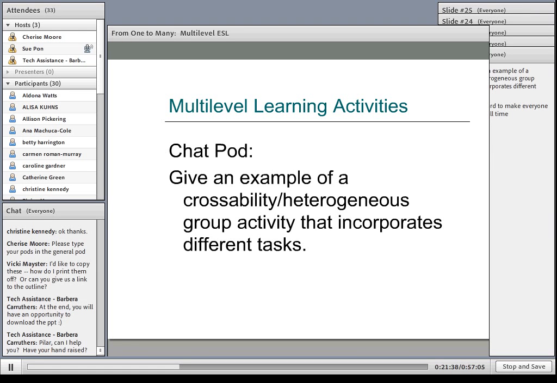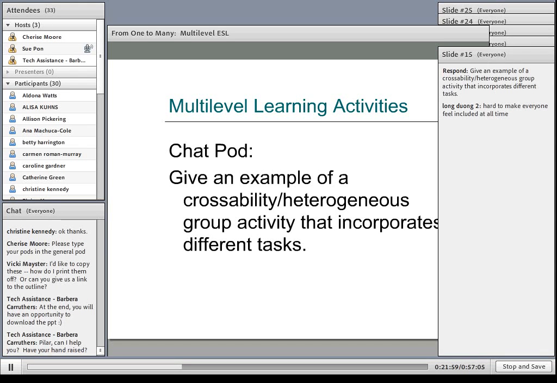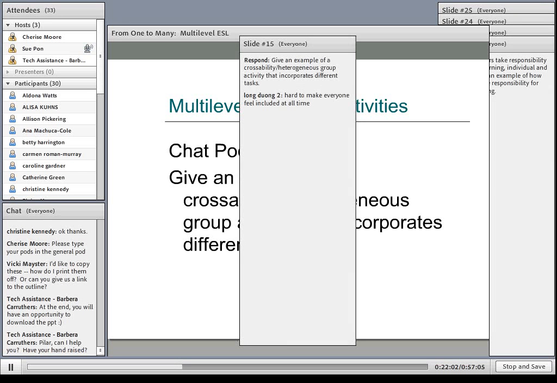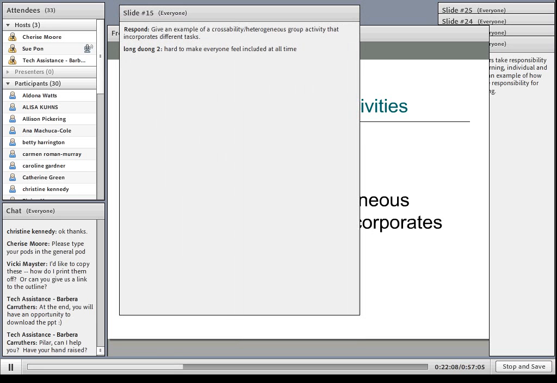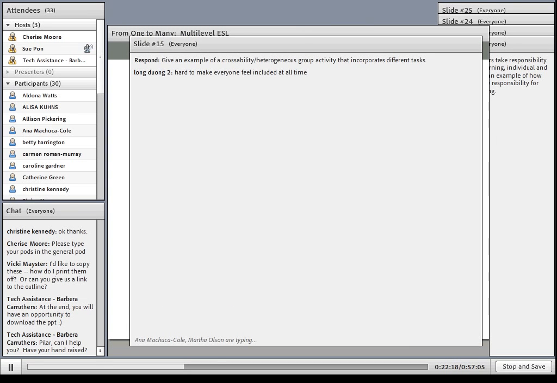I'd like to ask you now to take 2 minutes to think of and to share a class product that your students have done that can lend itself to cross-ability or heterogeneous groups that incorporate different level tasks. So again, we'll bring the chat pod to the forefront here, and please share your ideas. Oh, I see Lung is already writing. Oh, this might be an answer to the previous question. So this question is, give an example of a cross-ability or heterogeneous group activity that incorporates different tasks.